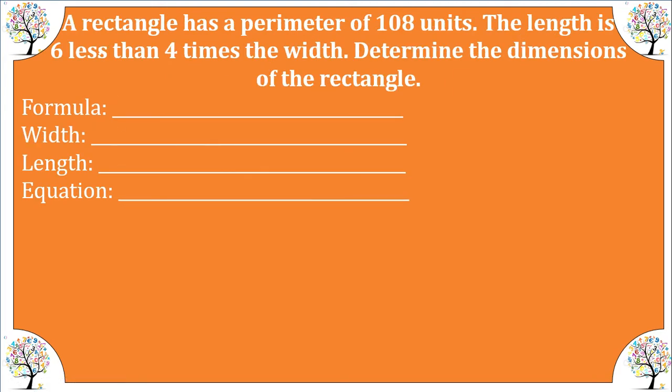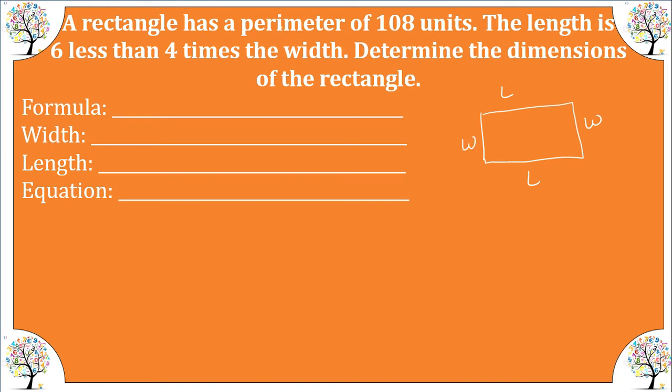Now let's take a look at rectangle problems that deal with perimeter. So let's just draw out a rectangle, and perimeter is distance around. We have a length and we have a width, and perimeter is length plus width plus length plus width.